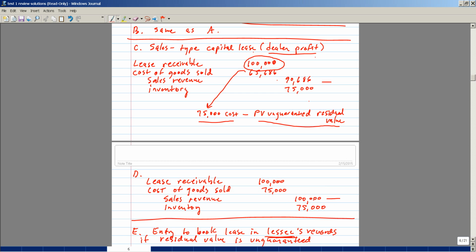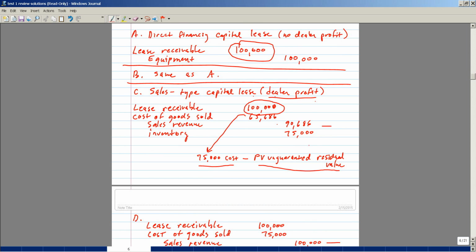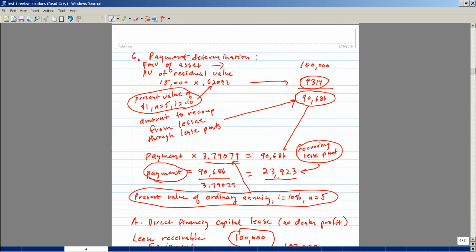here. So present value of minimum lease payments here was $90,686. Here, present value of minimum lease payments was $100,000. In both cases, the debit to the lease receivable account is the same. In this case, the debit consisted of two components: the present value of minimum lease payments of $69.86 plus the present value of the unguaranteed residual value, which was $93,140.